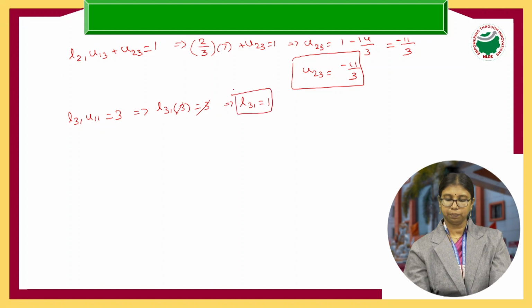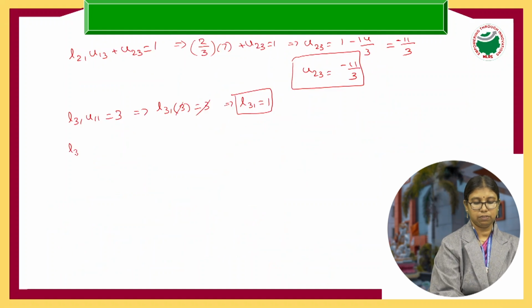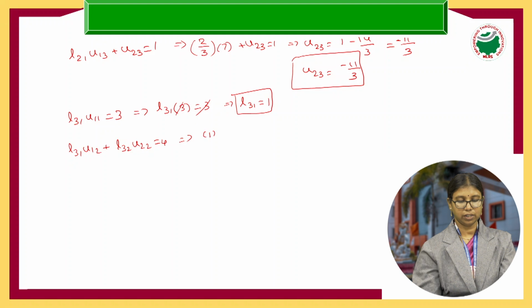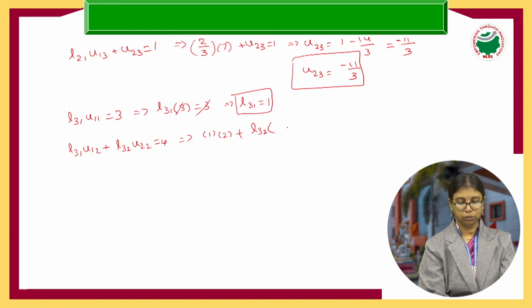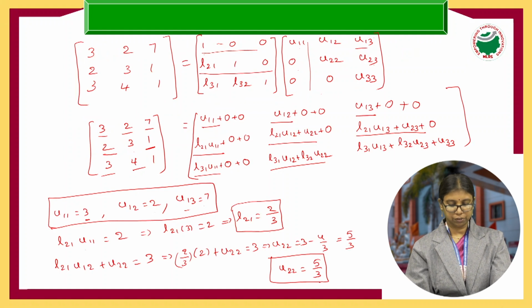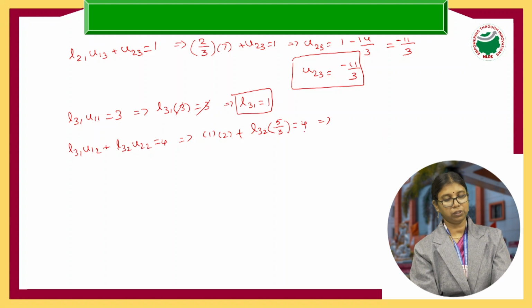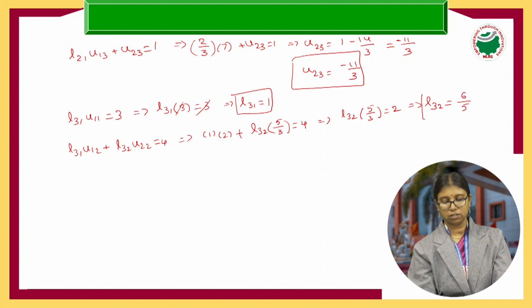So next one. If you are comparing third row second column values, L31 U12 plus L32 U22 is equal to, here the corresponding value is 4. Now which values we know here? We know L31, that is 1, and U12 is 2. So this is 2 plus L32, which we don't know, so we have to calculate L32. So this is L32 into U22. U22 value is 5 by 3, equal to 4. Now on simplification, 1 into 2 is 2. If you are taking 2 to the right hand side, you will get 4 minus 2, that is 2. Then L32 into 5 by 3 equal to 2. If you are taking 5 by 3 to the right hand side, 3 2s are 6 by 5. So this is 6 by 5.